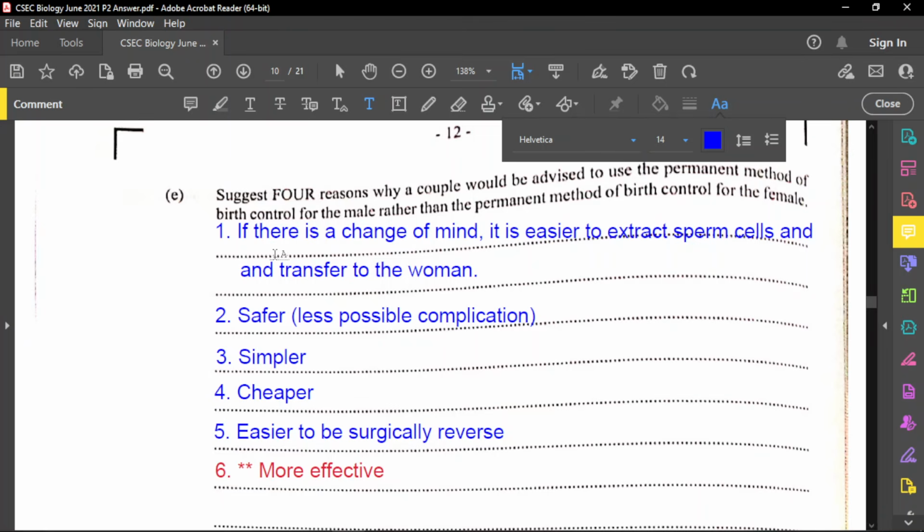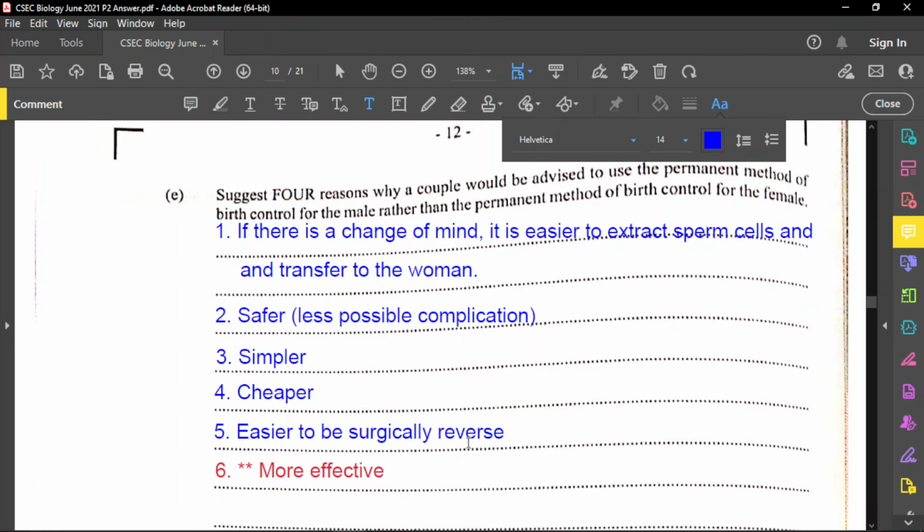One is that if there's a change of mind, it is easier to extract sperm cells and transfer to the woman. The other reason is that generally in males it is safer, all right, because there's less possible complications to do it in males, and it's also simpler as well. And for all of these reasons, it is also cheaper. And another reason here, it is easier to be surgically reversed.